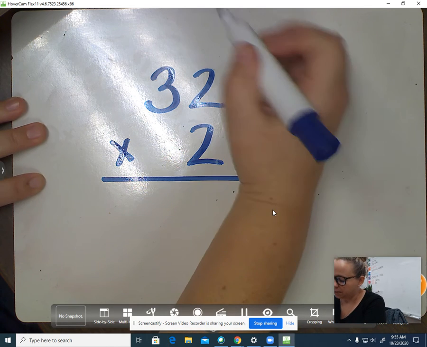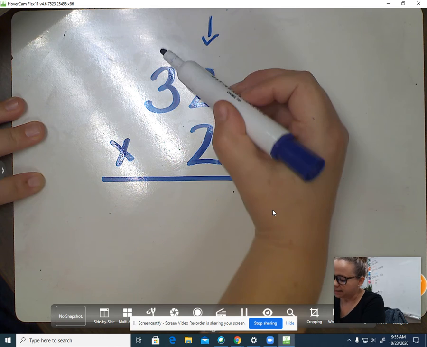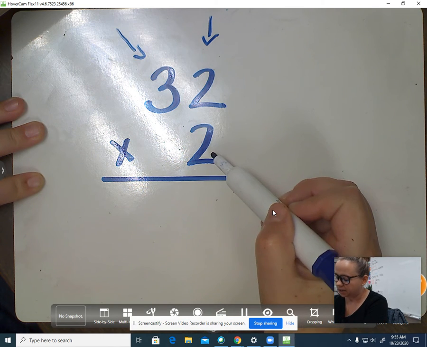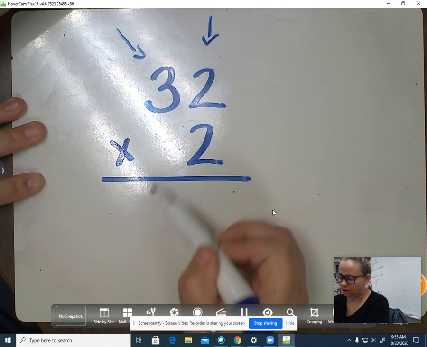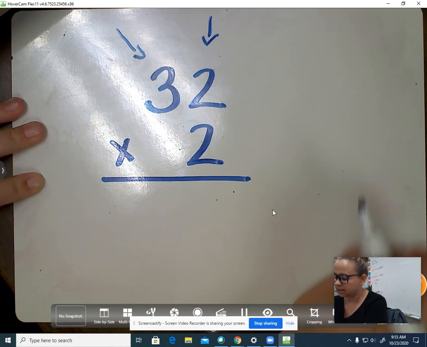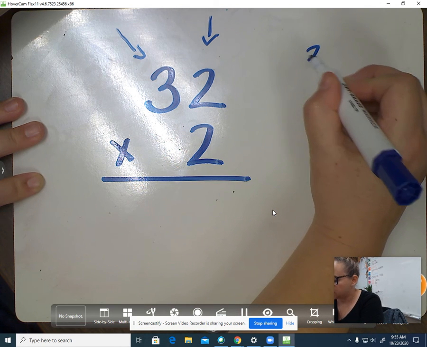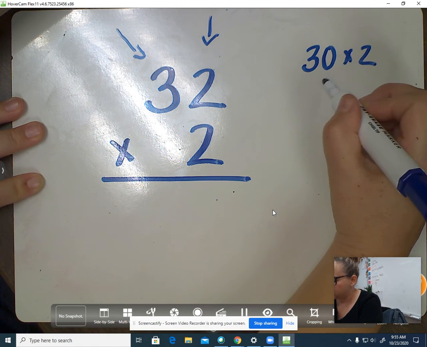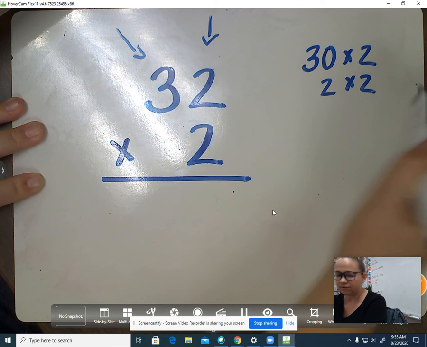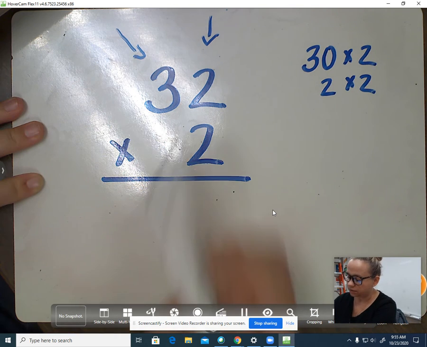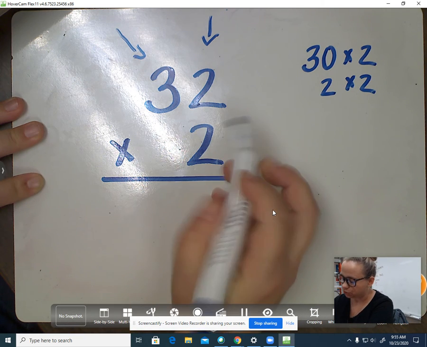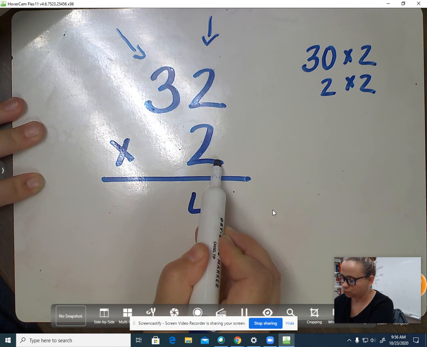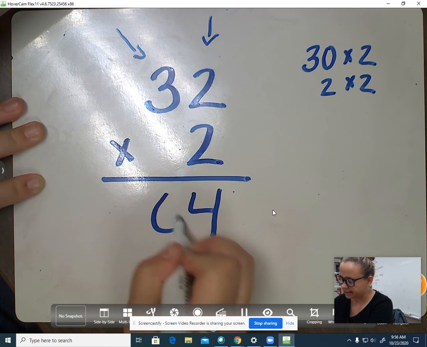So let's multiply. We're going to multiply the ones first. Then the tens, we're going to have to go in and diagonally multiply because we can't do it this way. We're multiplying everything by 2, just like when we did those partial products. So partial products, we did 30 times 2, and we did 2 times 2. You don't have to write that off to the side. We're going to do it right here. So 2 times 2 is 4. 30 times 2 is 60.